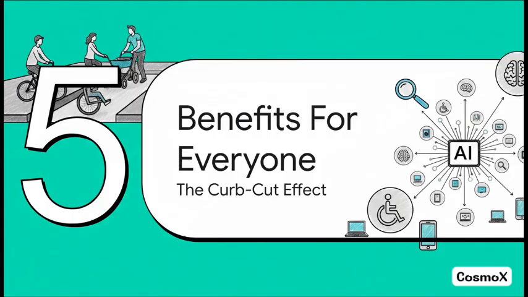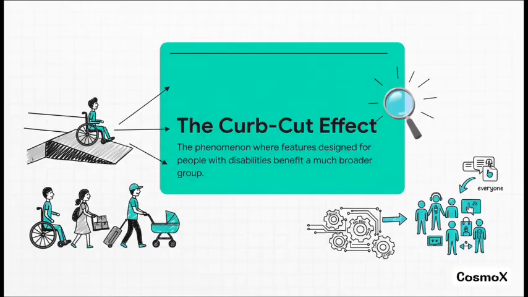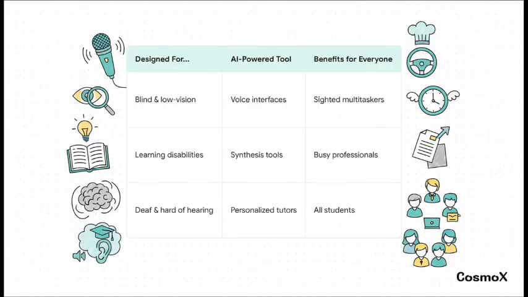Now, here's the thing that's just so incredible about all this. While these tools were designed with and for the disability community, their benefits end up extending to absolutely everyone. It's a powerful phenomenon, and it actually has a name. It's called the curb cut effect. You know those ramps on sidewalks? They were originally designed for wheelchair users, but who else uses them? Parents with strollers, travelers with luggage, delivery people with carts, everybody. The point is, when you design for the edges, you almost always end up making things better for everyone in the center.